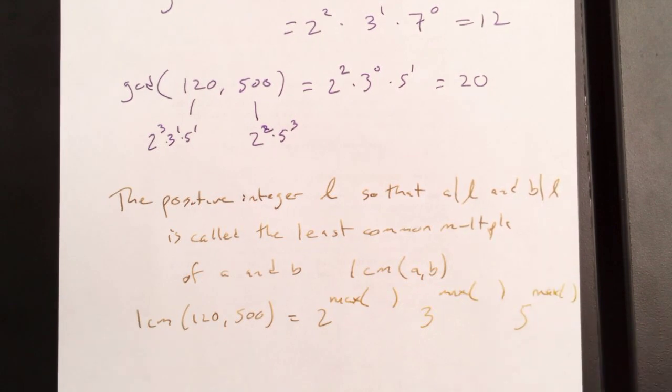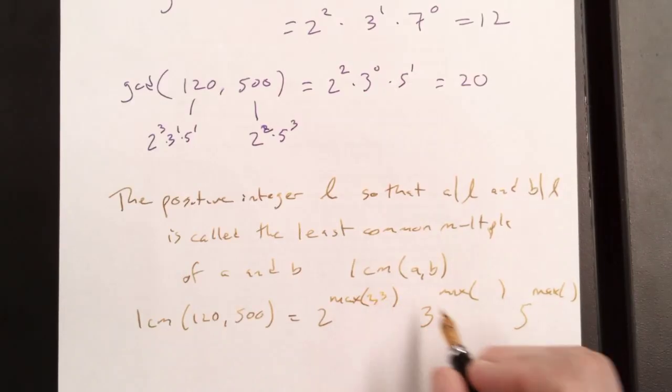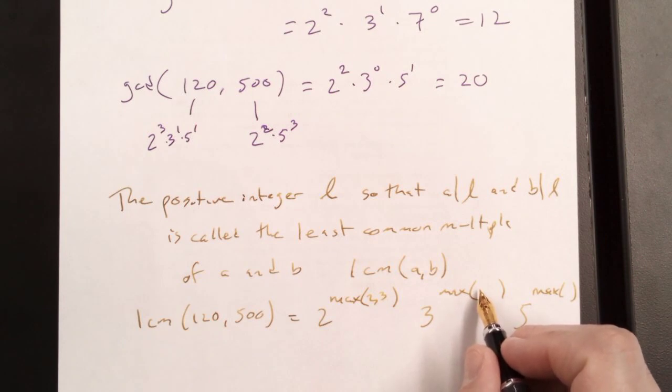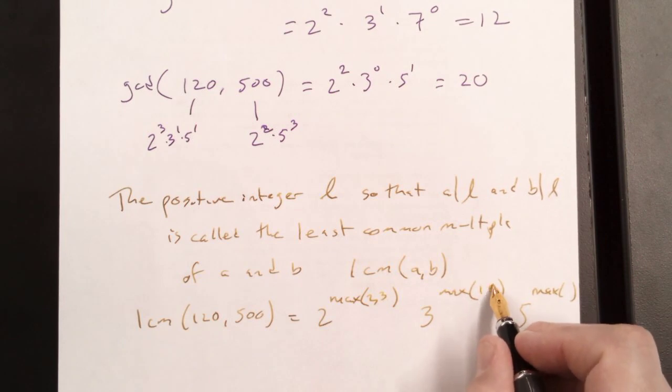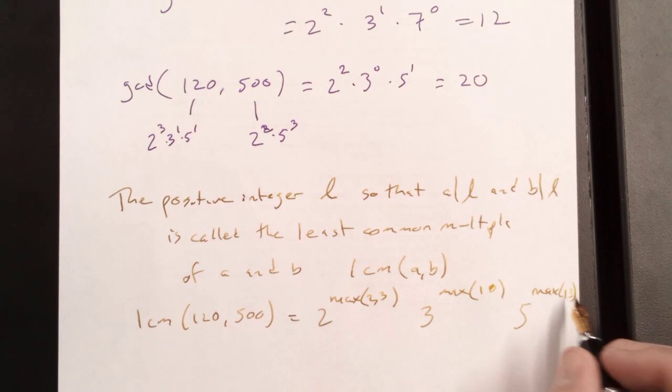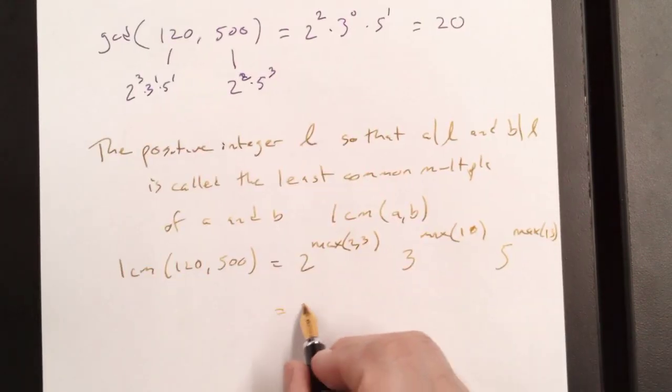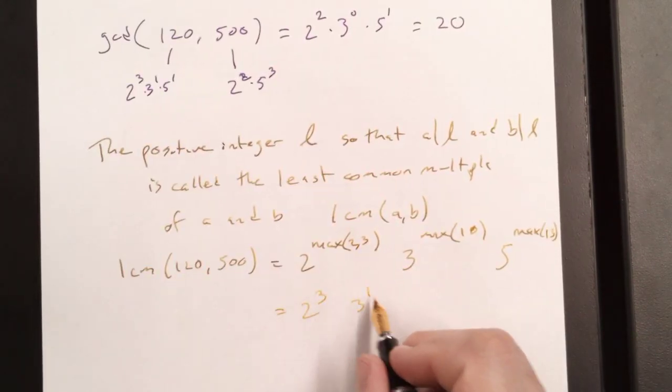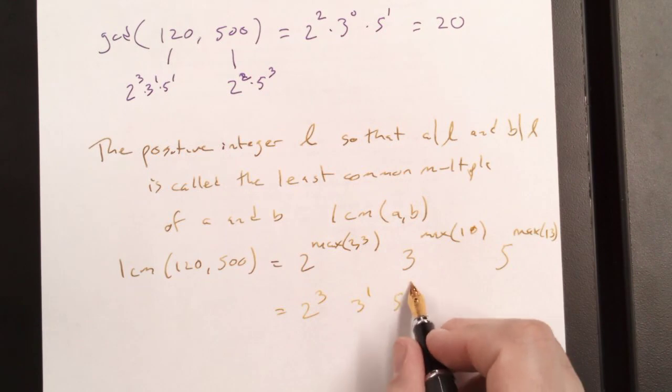Instead of minimum, I want to use maximum. Now, in this case, again, those are still 2 and 3. These are still 1 and 0. And this is 1 or 3. So the bigger powers, that's 2 to the third, 3 to the 1, 5 to the 3.